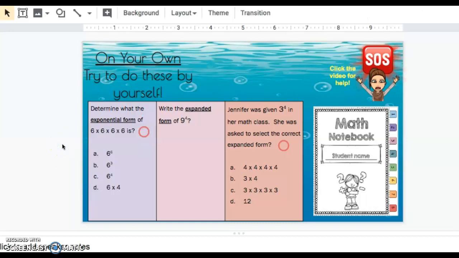All right, so now you guys are going to complete some on your own. We did a bunch of practice problems together, and I have confidence in you that you'll be able to do these 3 questions on your own. So you're going to try to do these yourself.